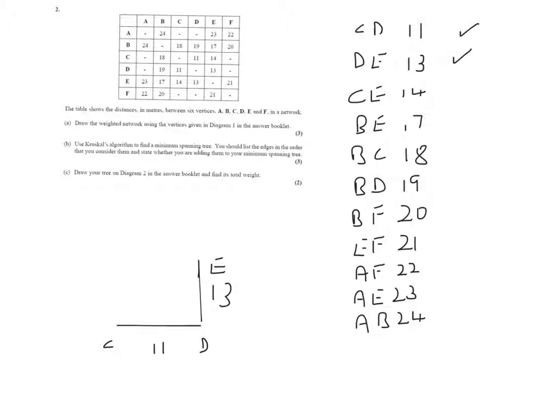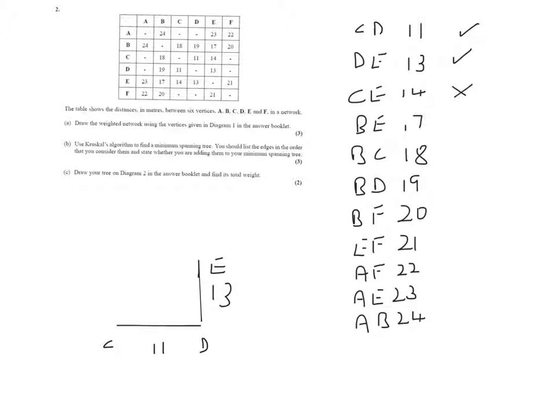Now CE 14, if I were to draw CE, I would draw the line in here. Now this would form a cycle. Now a cycle is a closed path. The end vertex of the last edge is the start vertex of the first edge. So if I draw that in here, I can go round like this. I can start at C. The end vertex of the last edge, which would be C, is the start vertex of the first edge. So I don't want to form a cycle. Sometimes it's called a circuit. So for CE, I'm going to reject that.